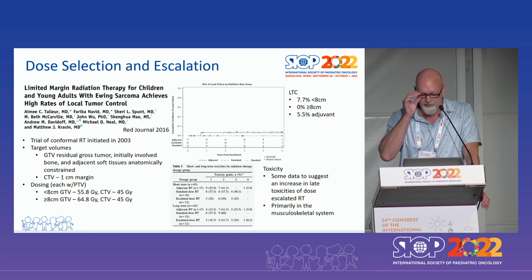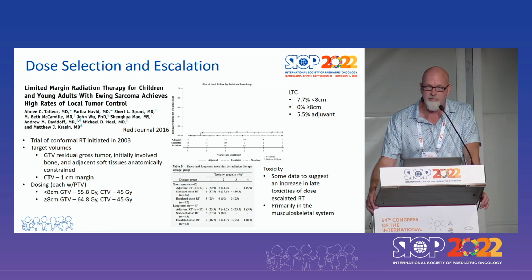We ran a small dose escalation trial at St. Jude in this population where we took patients with larger tumors and delivered doses of 64.8 gray as opposed to the conventional 55.8 gray. Our target volumes were GTV, which was the visible gross disease at the time of radiation, plus the initially involved bone, with the understanding that you might not see tumor, but this tumor didn't recede uniformly back in the bone, and so all of that was covered. And then we added a 1 centimeter CTV, and those were treated to these 2 different dose levels. With that approach, the outcomes for those patients were uniformly excellent in this small institutional trial.